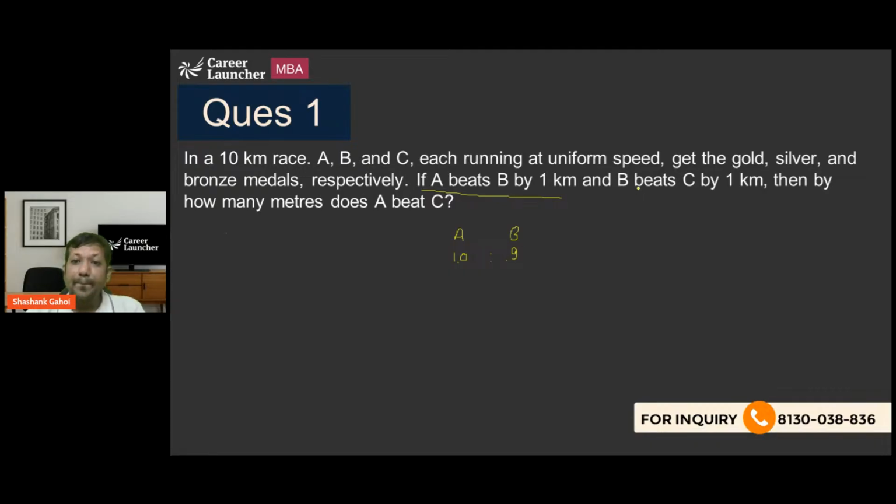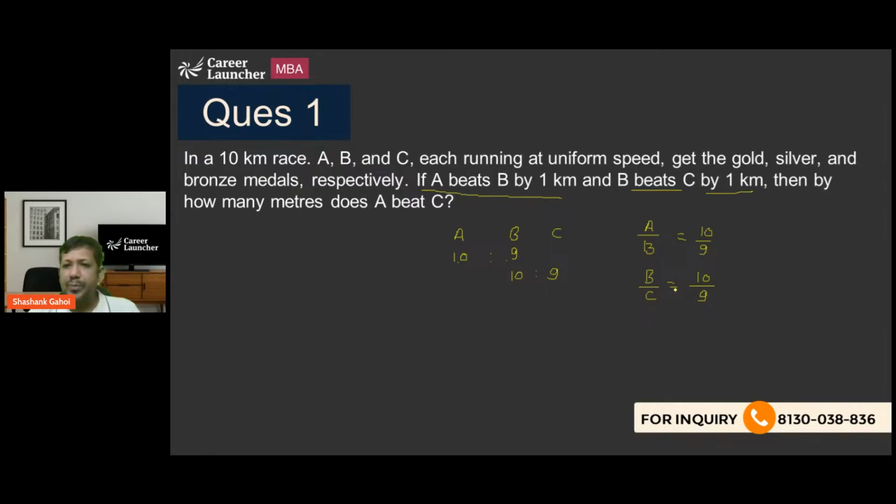And B beats C by 1 kilometer. So when B covers 10 kilometers, C covers 9 kilometers. Then, by how many meters does A beat C? That's the question we have. So what is the ratio of speed of A and B? The ratio of speed of A and B is 10/9. What is the ratio of speed of B and C? Then we can say 10/9. So this is the ratio of speeds that we have.